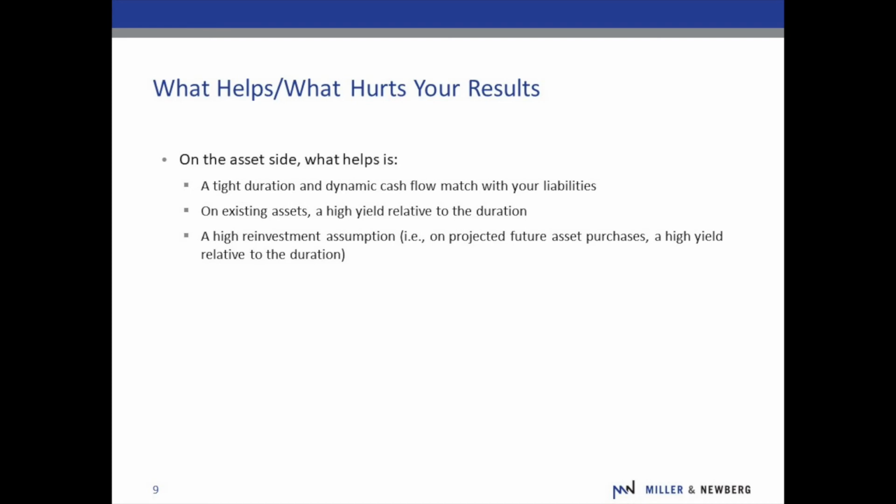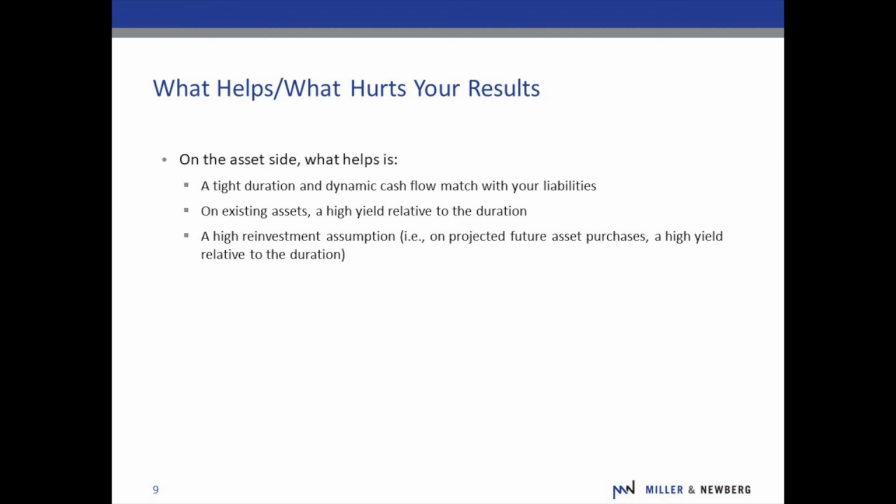Now, how does your actuary get comfortable with making a high reinvestment assumption? Well, by having your asset manager have a track record of creating high yield relative to duration, of supplying those kind of assets to you, of you having those kind of assets already on your balance sheet and a ready supply of them coming to you from your asset manager. And so each of these things is what helps. And of course, the opposite is what hurts.